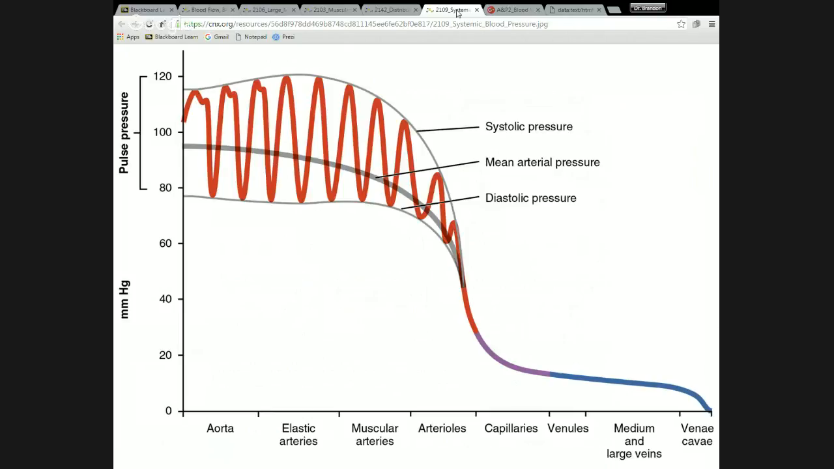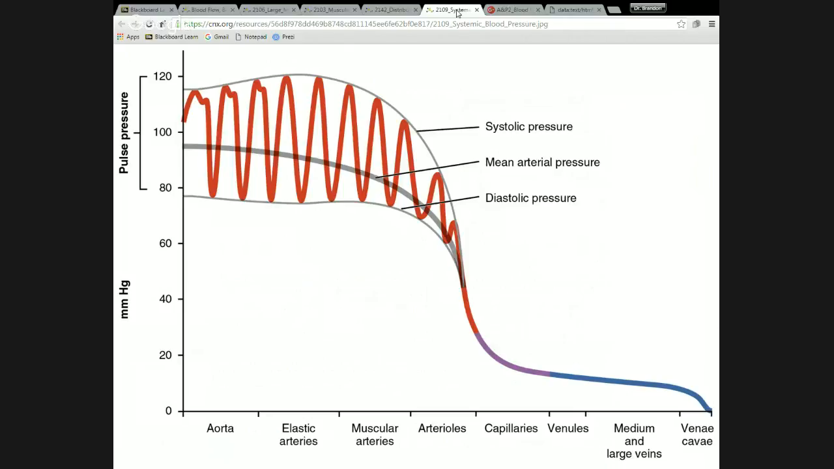Along the x-axis, they're just laying out the systemic circulation. From the heart, we go through the aorta, and then they have elastic arteries, muscular arteries, arterioles, capillaries, venules, medium and large veins together, and the vena cava. It bothers me a little that they have the aorta and the vena cava separate in this, but that's the way they have it laid out. The aorta is an elastic artery. The vena cava is a large vein.